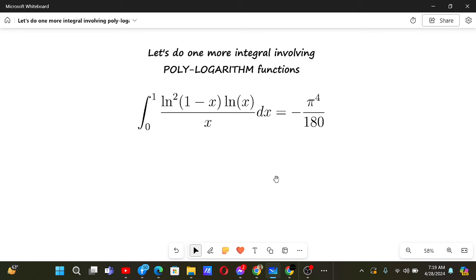Hello mathematicians, let's do one more integral involving polylogarithm functions in this video. We have the integral from 0 to 1 of ln^2(1 - x) ln x / x dx. And the answer is pretty good, it's just minus pi to the power 4 by 180.